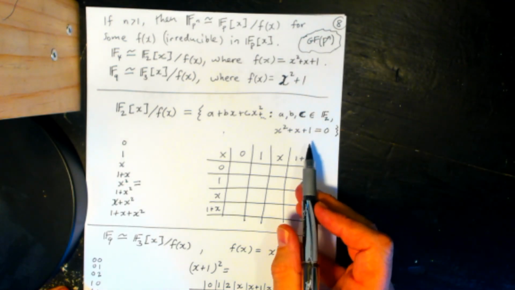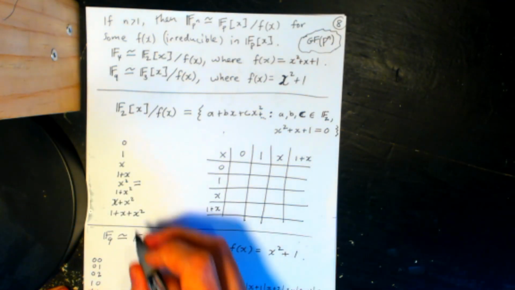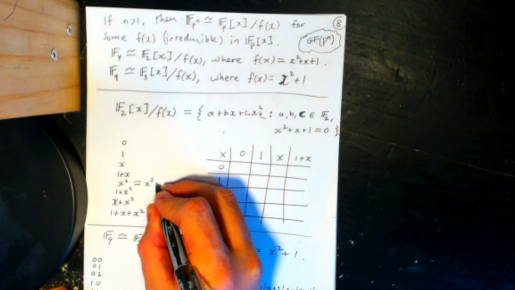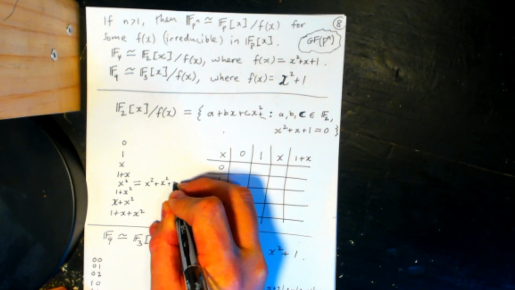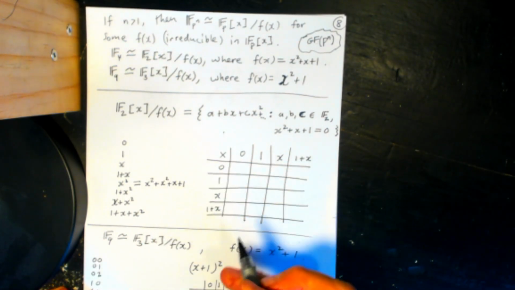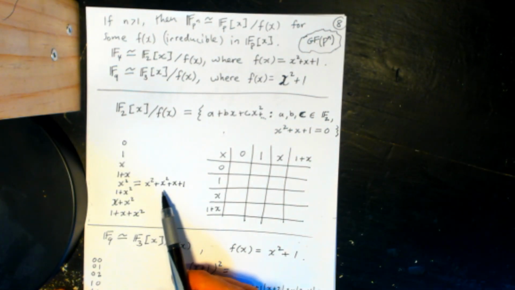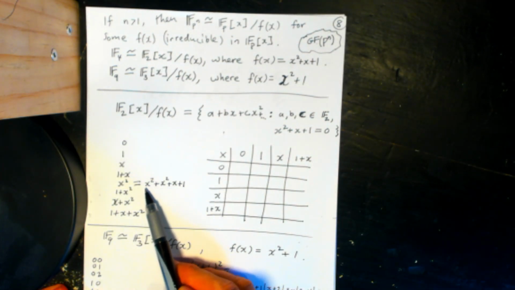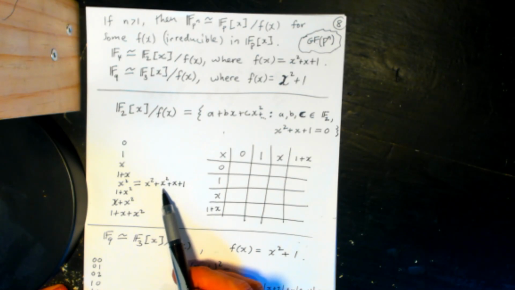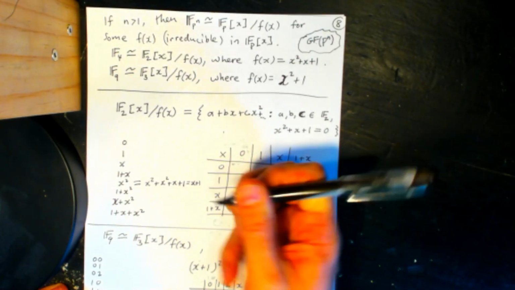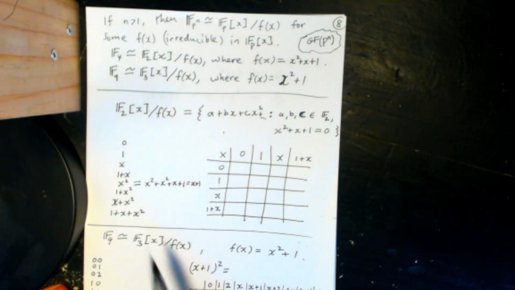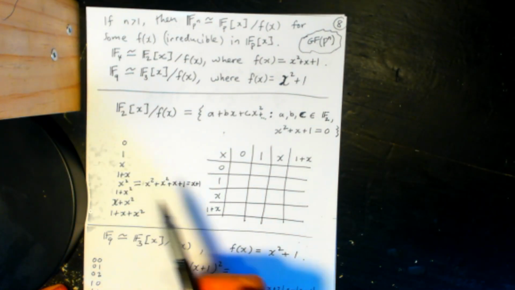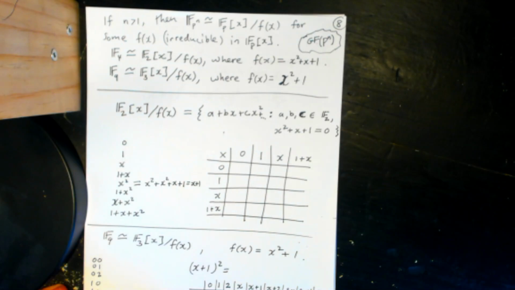So we have x squared is equal to x squared plus x plus 1. And now, because x squared plus x squared is 2x squared, and 2 is congruent to 0 mod 2, this then is the same as x plus 1. Okay, so wherever we have x squared, we can replace it with x plus 1.